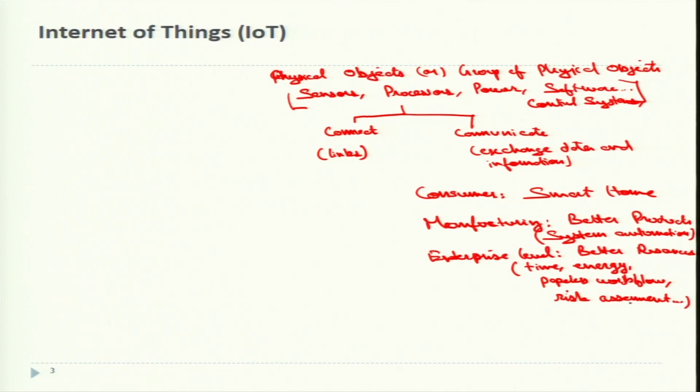Then at enterprise level, one of the important factors Internet of Things helps us to do is risk assessment and so on. Government bodies also like to have Internet of Things, where it provides them an ability to track different kinds of resources and a better way to connect to their citizens.